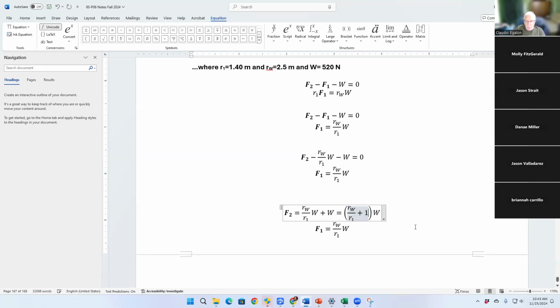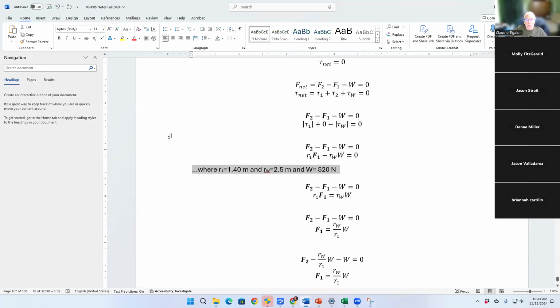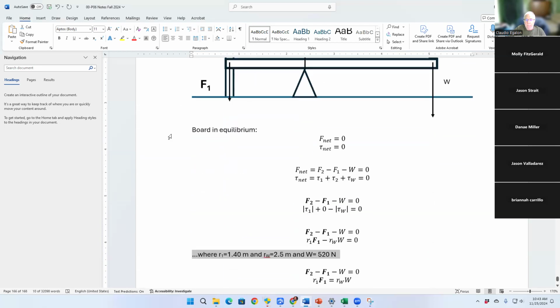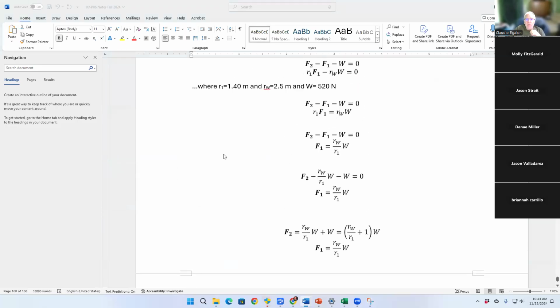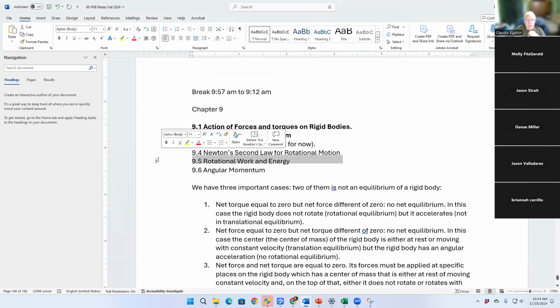And we have a number 1 right here. This is an example of equilibrium. And 43, let's go talk about Newton's second law of rotational motion now. 9.4, let's go there. Here you go. 9.4.